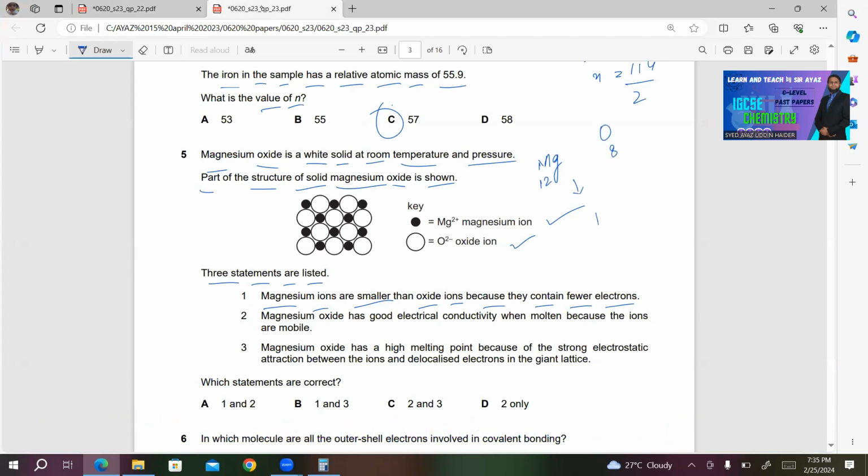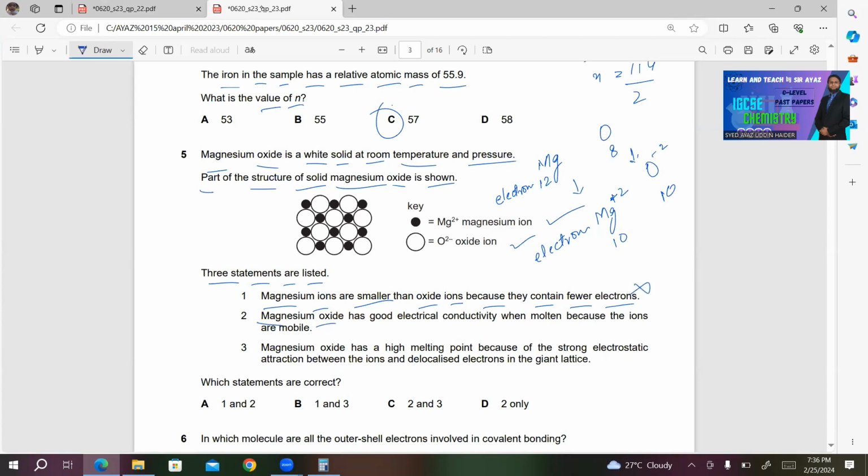Now in case of Mg2+, these are the electrons. In case of Mg2+, the number of electrons becomes 10. And in case of the oxide ion, that is O2-, the number of electrons is also 10 this time because it has gained 2 electrons. So this statement is wrong.